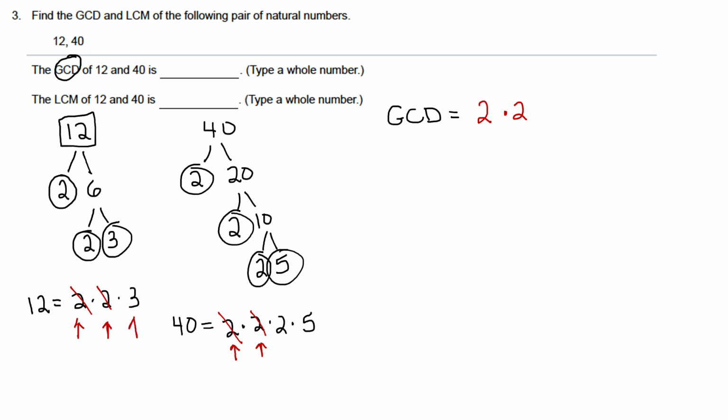12 now has a 3, but 40 does not have a 3, so we cannot write that factor down. 40 has another 2, but 12 does not have any more 2's, so we cannot write that 2 down. Again, with the 5, 12 does not have a 5, so they don't have a 5 in common, so we can't write that factor down. The only factors that they have in common are two 2's. So the GCD is 2 times 2, or 4.